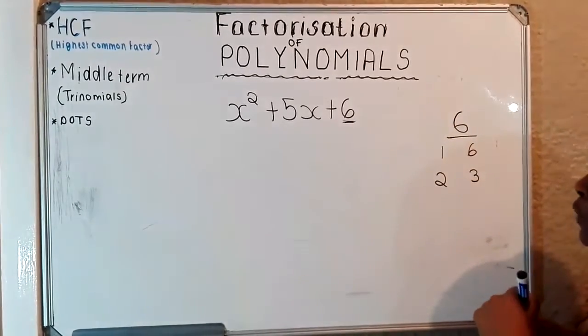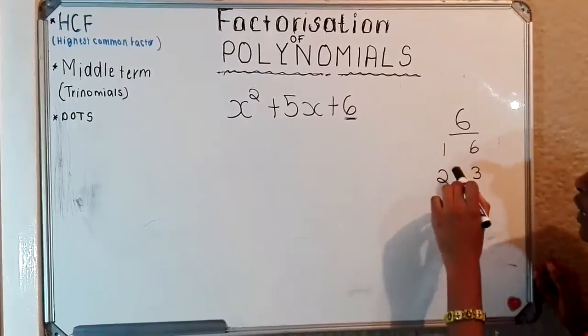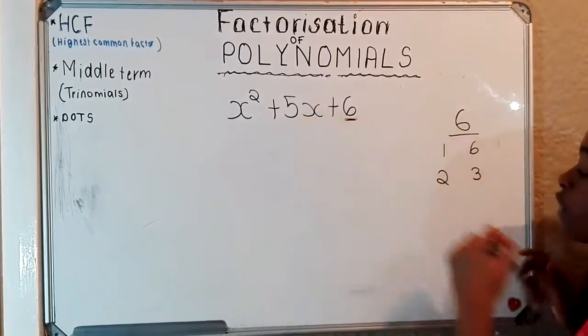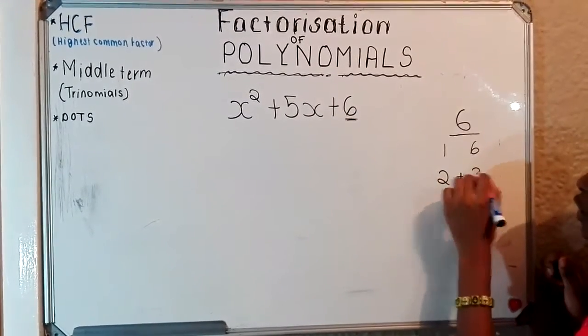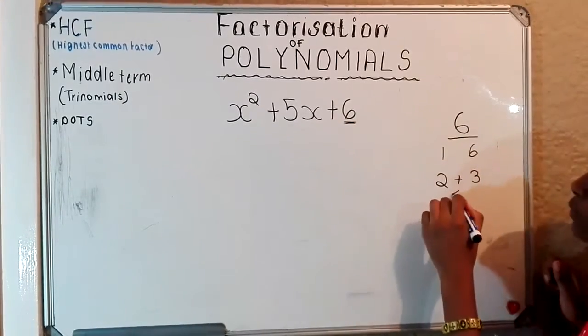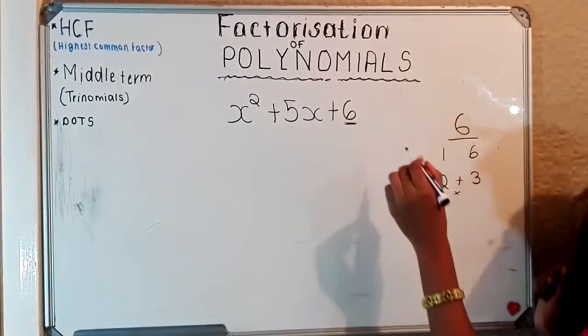So we're going to find which pair, if you add them together, gives us an answer of 5. We see if we add 2 and 3, it gives us an answer of 5. And when we multiply 2 and 3, it gives us an answer of 6.